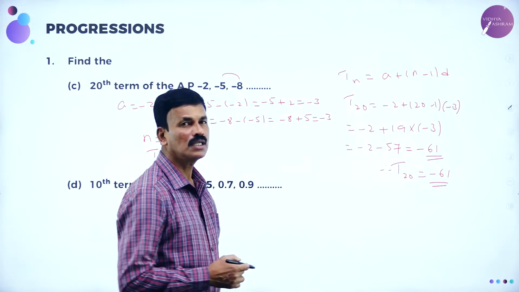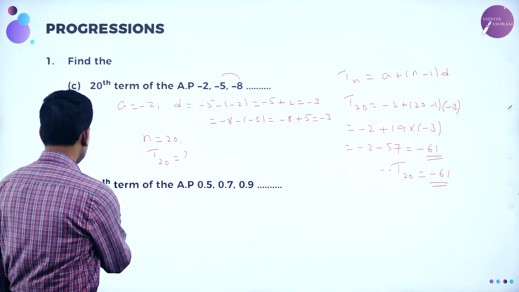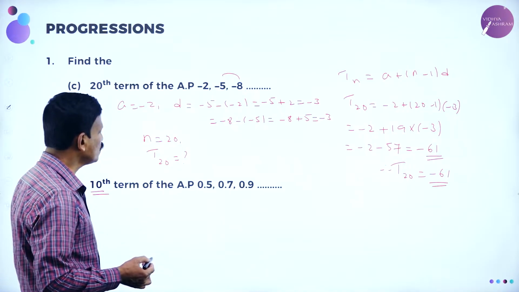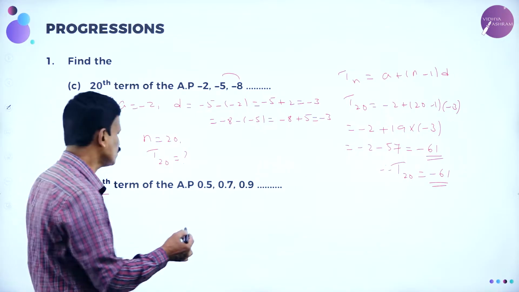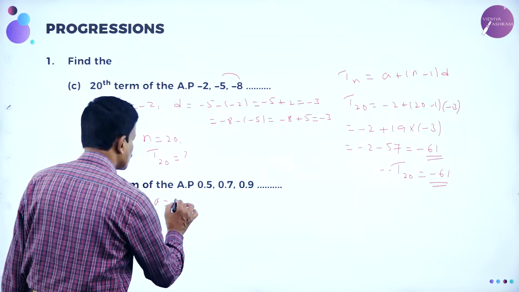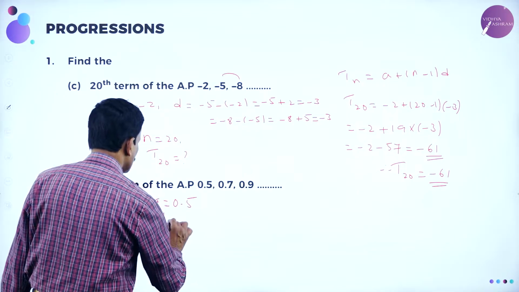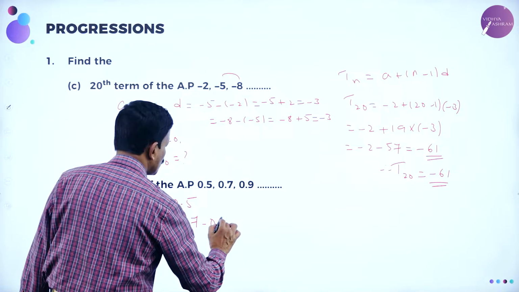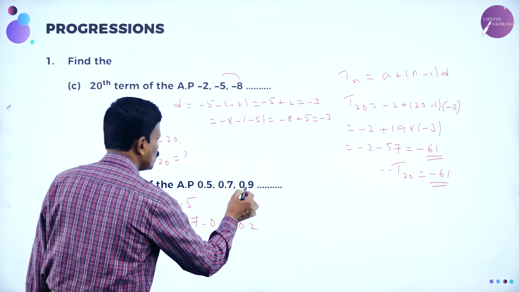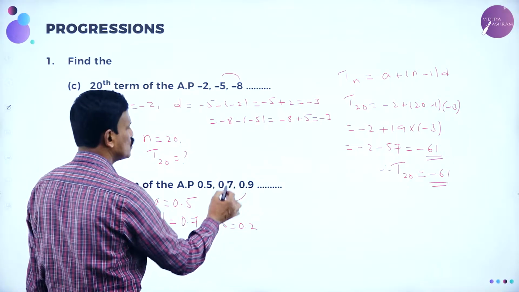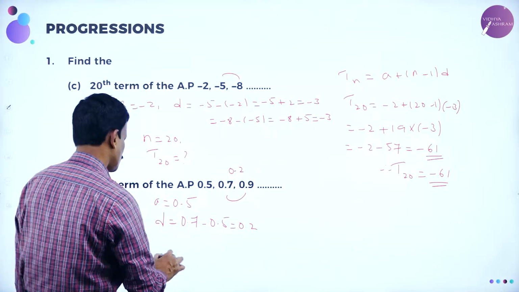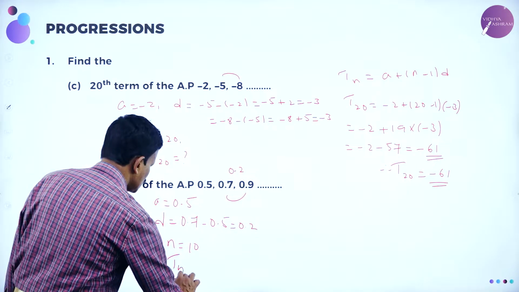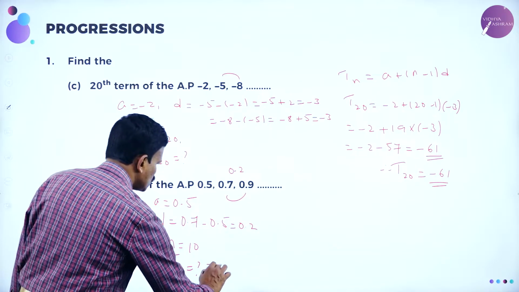That's it. Okay. Now let us come to the next problem. Find the 10th term of an AP. The AP is 0.5, 0.7, 0.9, etc. Very simple. As usual, a, the first term, is 0.5 and the common difference d is equal to 0.7 minus 0.5, that is nothing but 0.2. Similarly, see 0.9 minus 0.7 is also equal to 0.2. So what is required to find is n is equal to 10, Tn is the question mark, that is T10.